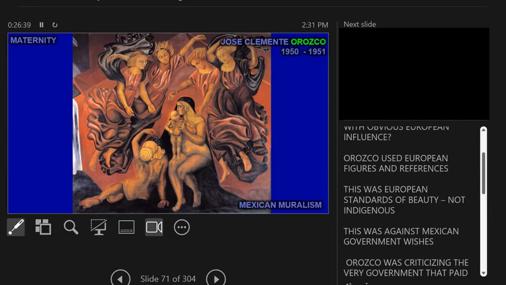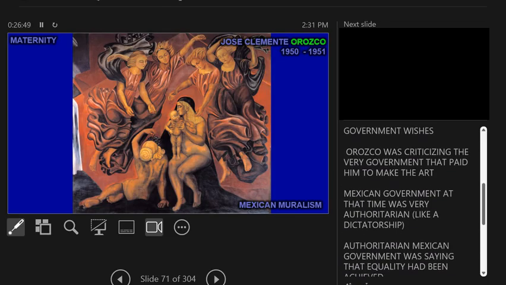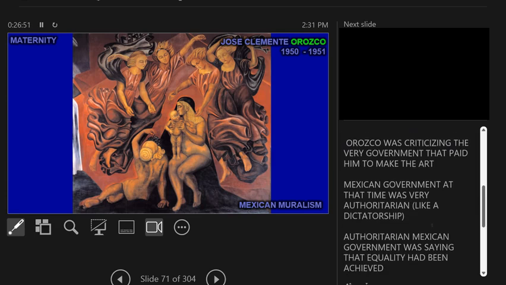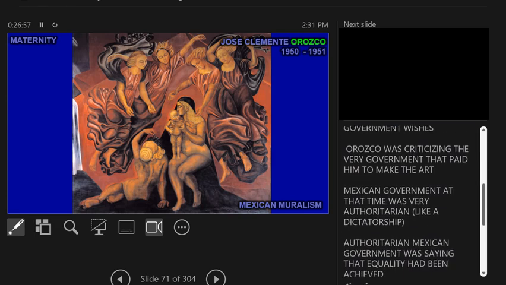So the government is telling lies, that they've cured racism, basically, is what they're saying. That everybody is equal now. And Orozco's saying, no, they're not. So in this painting, he's going against the wishes of the government.